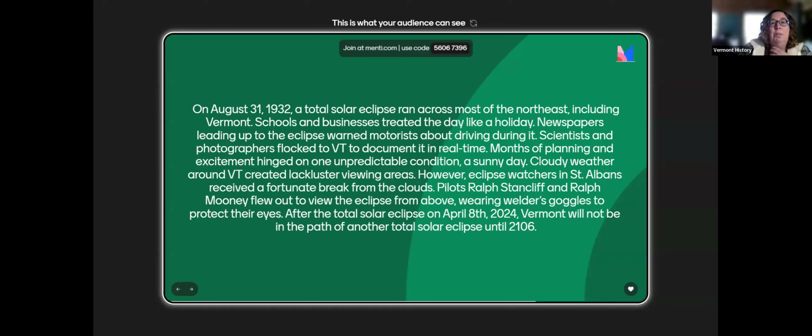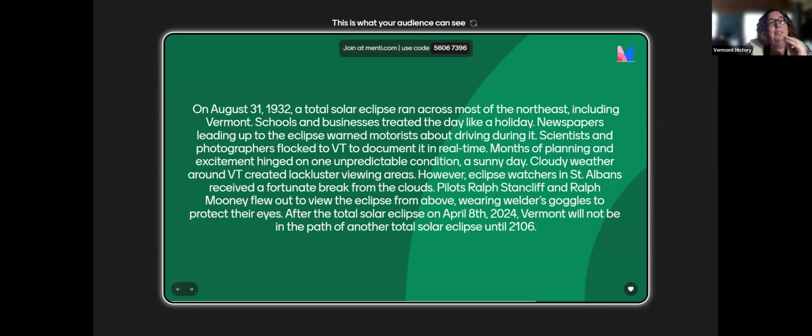So: Total solar eclipse ran across most of the Northeast, including Vermont. Schools and businesses treated the day like a holiday. Newspapers warned motorists about driving during it. Does this all sound familiar? Scientists and photographers flocked to Vermont to document it in real time. Months of planning and excitement hinged on one unpredictable condition, a sunny day. Cloudy weather around Vermont created lackluster viewing areas. However, eclipse watchers in St. Albans received a fortunate break from the clouds, and pilots Ralph Stancliffe and Ralph Mooney flew out to view the eclipse from above, wearing welder's goggles to their eyes.